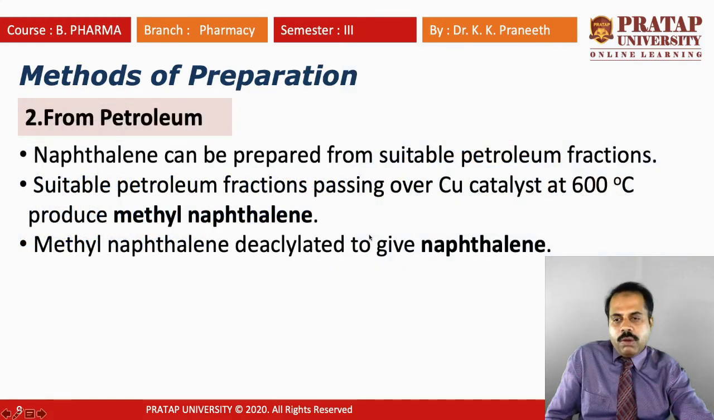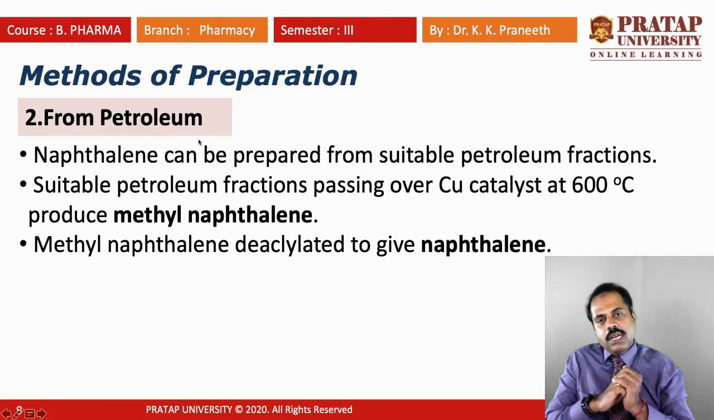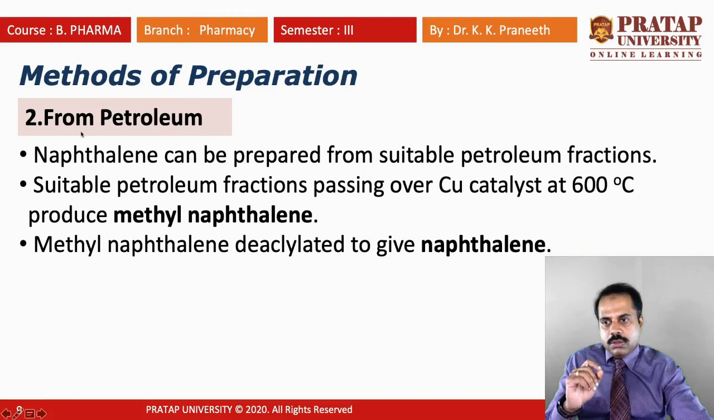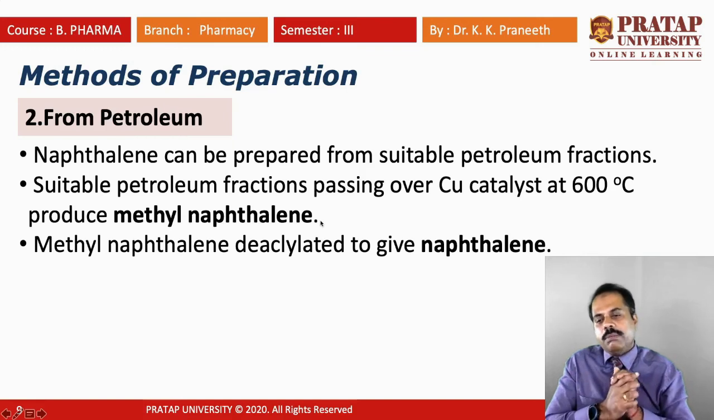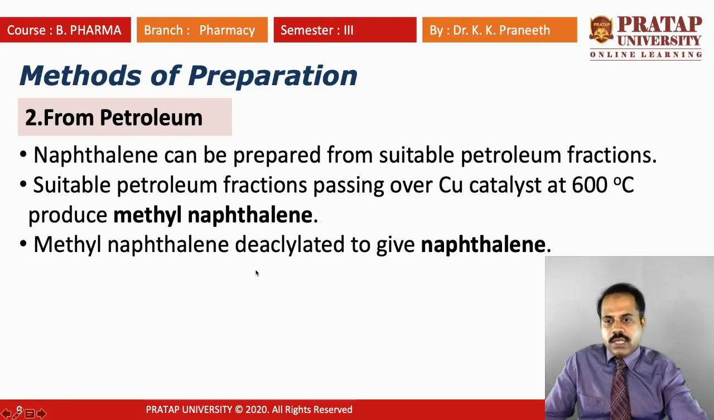This can also be obtained from petroleum, but several steps are needed for getting naphthalene from petroleum. How? Naphthalene can be prepared from suitable petroleum fractions. If the suitable fractions of the petroleum are passed over a copper catalyst at 600 degrees Celsius, which needs a high temperature, it can produce methyl naphthalene. So first you will get methyl naphthalene. This is shown in this reaction scheme, right?